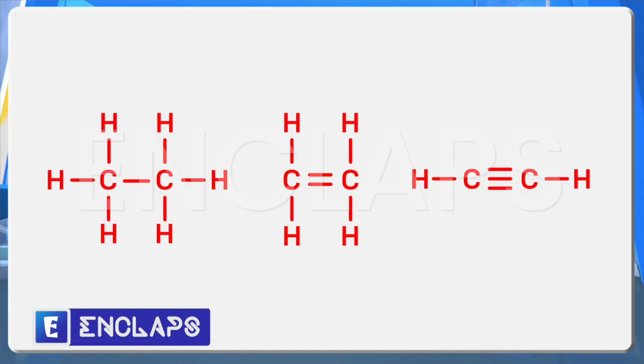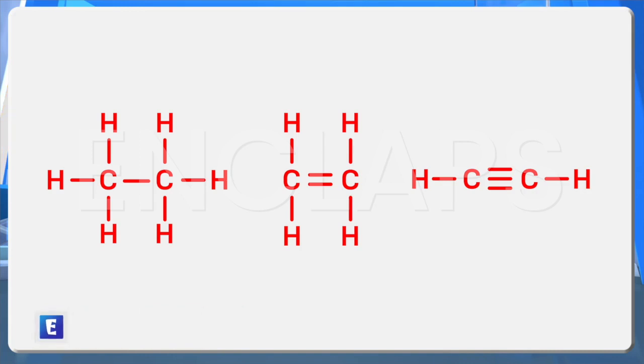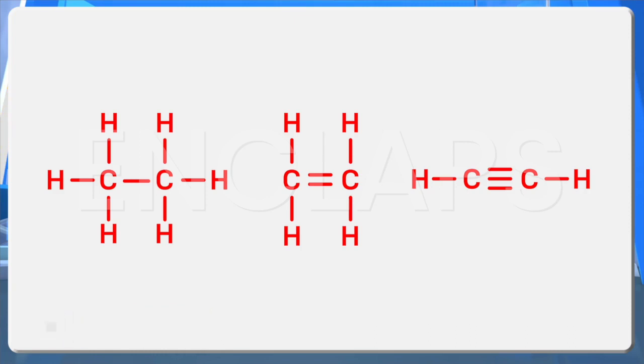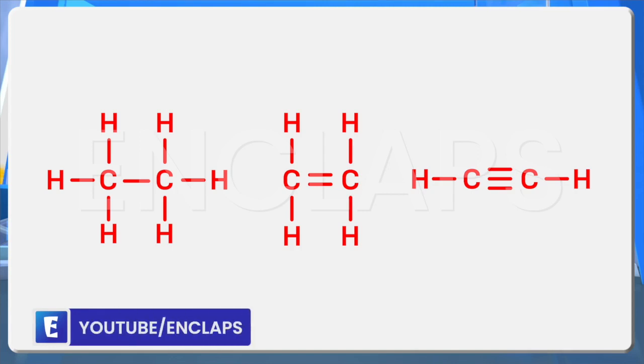In the second structure, there are 2 carbon atoms and there is a double bond between the 2 carbon atoms, right? In the first carbon atom, there are 2 hydrogen atoms, and in the second carbon atom, there are 2 hydrogen atoms. Then what about the third structure? There is a triple bond between two carbon atoms, right? In the first carbon atom, there is only one hydrogen, and in the second carbon atom, there is only one hydrogen.